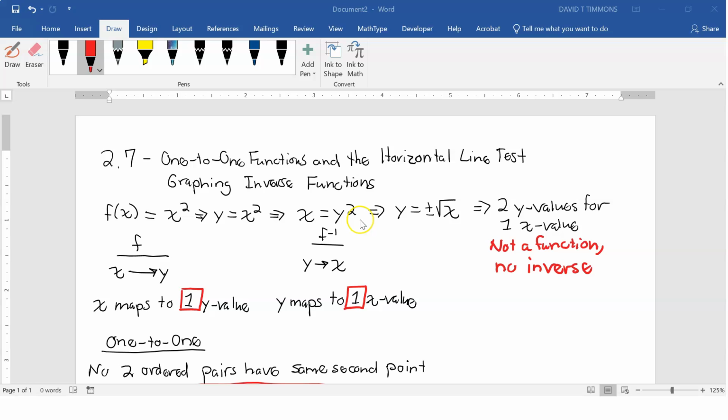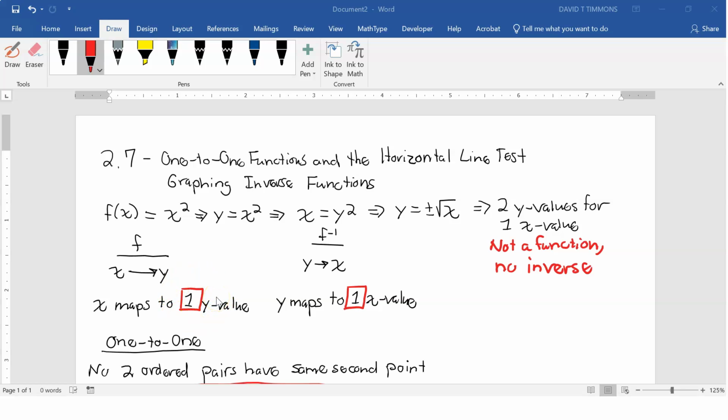We switch and solve, and when we solve for y, when we take the square root of each side, don't forget the square root property. Notice when you take the square root of each side of an equation, there are two roots, the positive and negative. So here, for one x value, we're getting two y values. So remember, that's not a function, and this would not be an inverse. So remember, if we have a function f, one x value has to map to one y value.